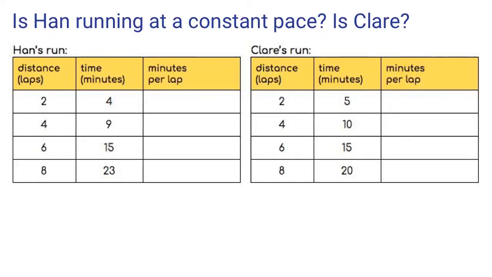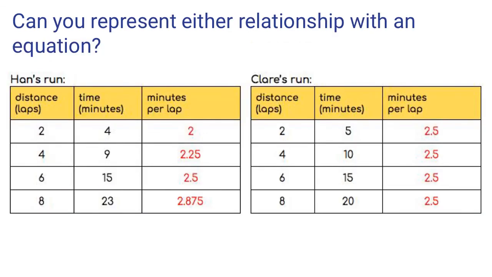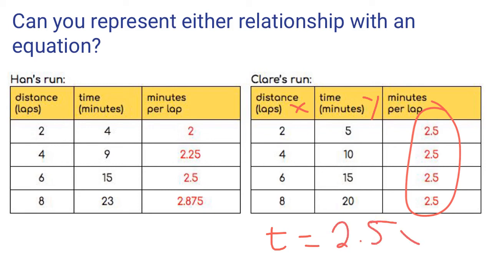Let's talk about running laps. Is Han running at a constant pace, or is Claire running at a constant pace? And we find that it is Claire that is running at a constant pace. And because Claire is running at a constant pace, we can easily create an equation for this relationship. Since there is a clear constant of proportionality, we can write that, and this is our x, and that's our y. We can say that time is equal to 2.5x. Sorry, 2.5d for distance.